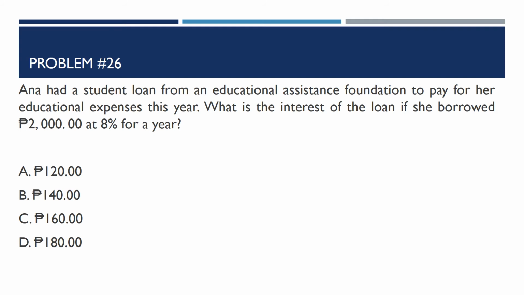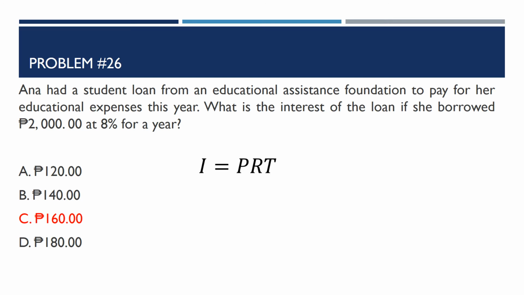Number 26. Anna had a student loan from an educational assistance foundation to pay for her educational expenses this year. What is the interest of the loan if she borrowed 2,000 at 8% for a year? So let's find out the answer. The answer for number 26 is 160 pesos. So how do we get the answer?